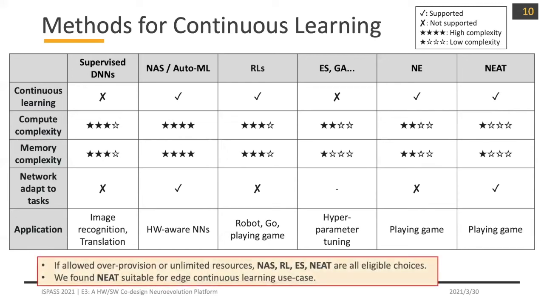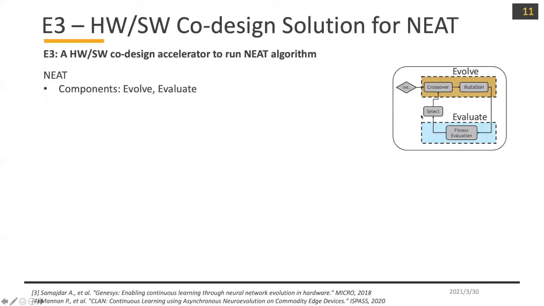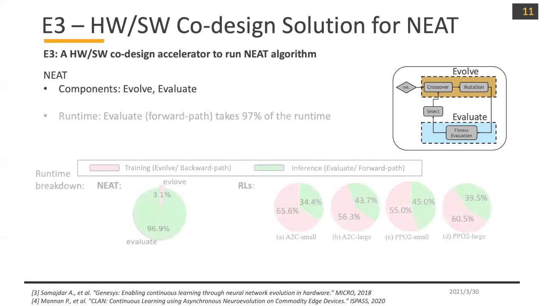So to be clear, if we allowed over-provision of unlimited resources, NAS, RL, ES, NEAT are all eligible choices for continuous learning. And we found NEAT suitable for the edge continuous learning use case. Here we propose E3, a hardware-software co-design solution for NEAT. NEAT is composed of two parts, evolve and evaluate.